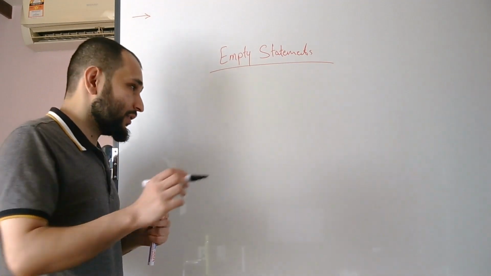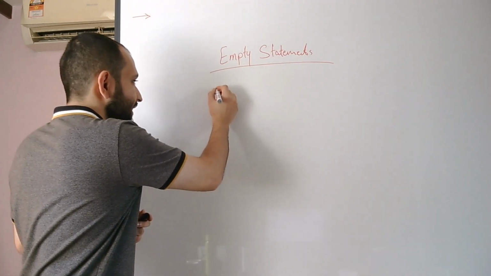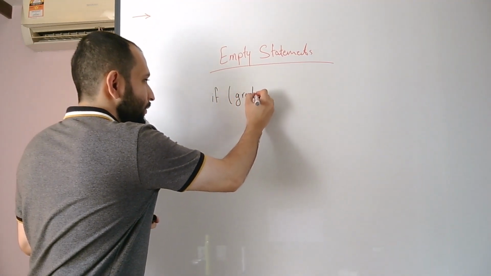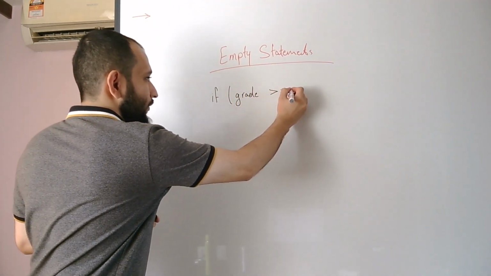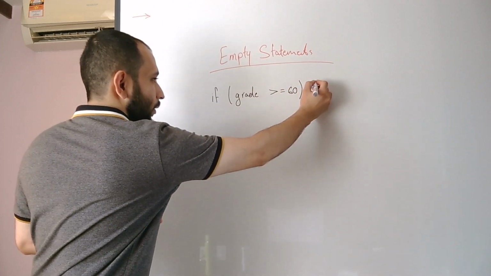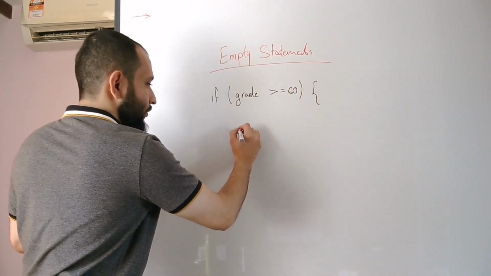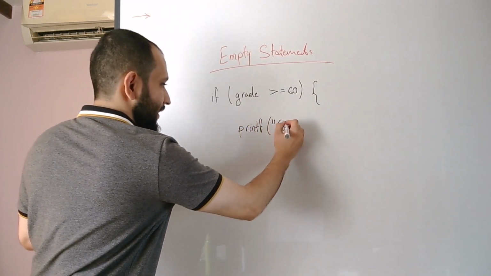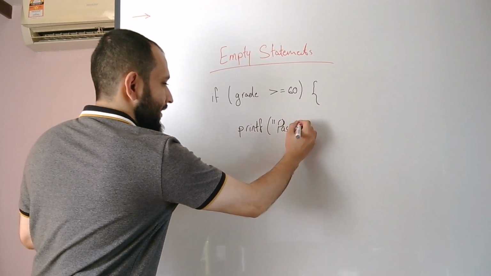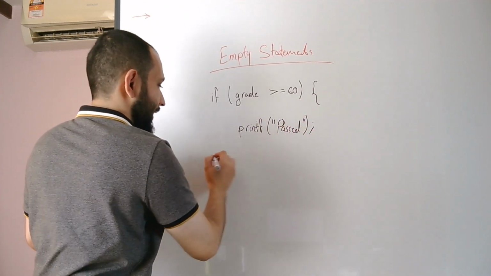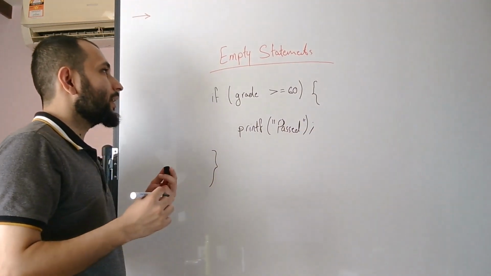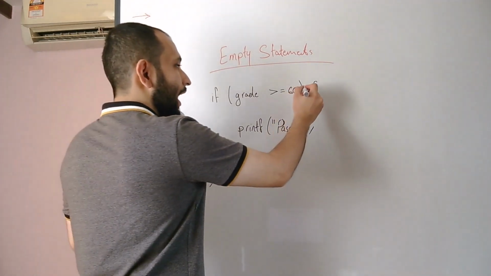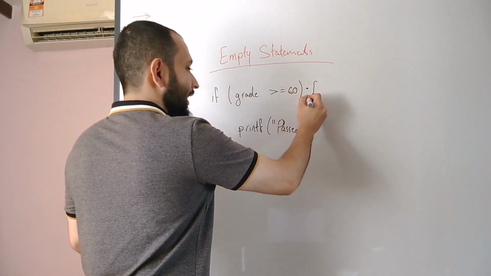Suppose, just like the other episodes, we want to have this example of our grade. We want to check the grade of a student. If grade is greater than or equal to 60, in our block of code we want to print that the student has passed their exam. So, printf "passed", and that's it. So how can this if statement become an empty statement if we make a mistake and we put a semicolon in here?